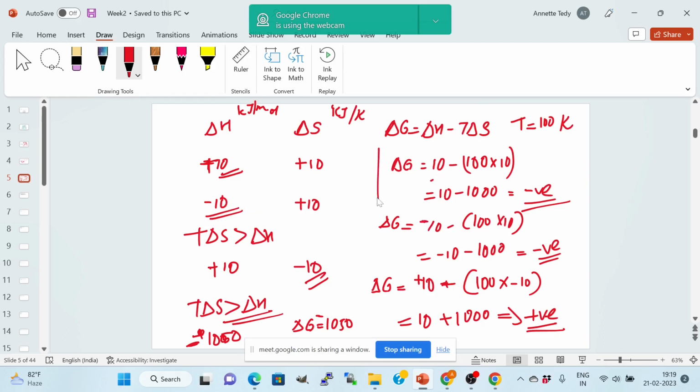Here, see, first I am substituting. In the first case, delta H is 10, then T is 100, and this 10 is for delta S. This is the first case. Second case, my delta H is minus 10, so I have given minus 10 here. Then T is still 100, my delta S is positive, so positive 10 here. Is it clear?